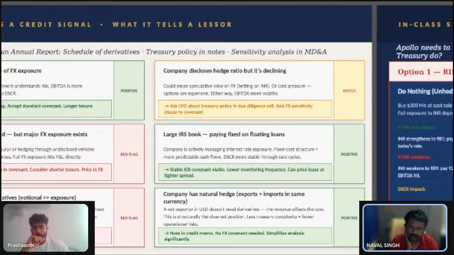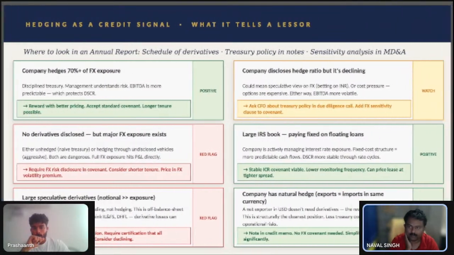Next is where to look in an annual report: schedule of derivatives, treasury policy, sensitivity analysis, and MD&A. MD&A is management disclosure analysis. If, suppose, a company hedges 70% of the FX exposure, as an analyst you can mark in your notebook it is a positive sign. You can reward them with better leasing rates. You can accept standard covenants. Whatever you offer them, they will accept, and you can give them longer tenure loans.